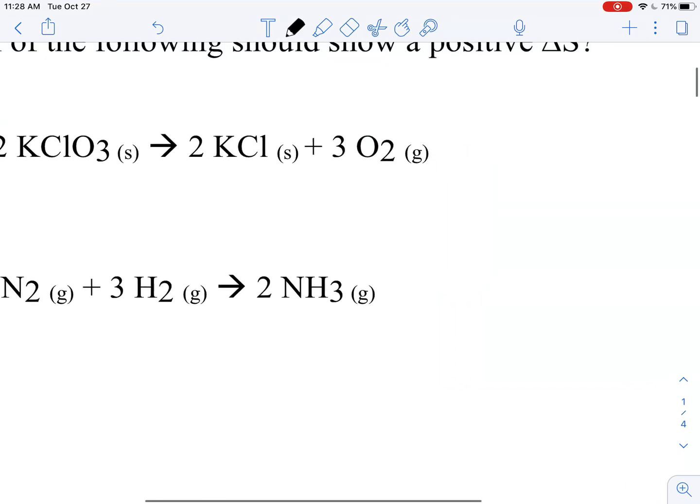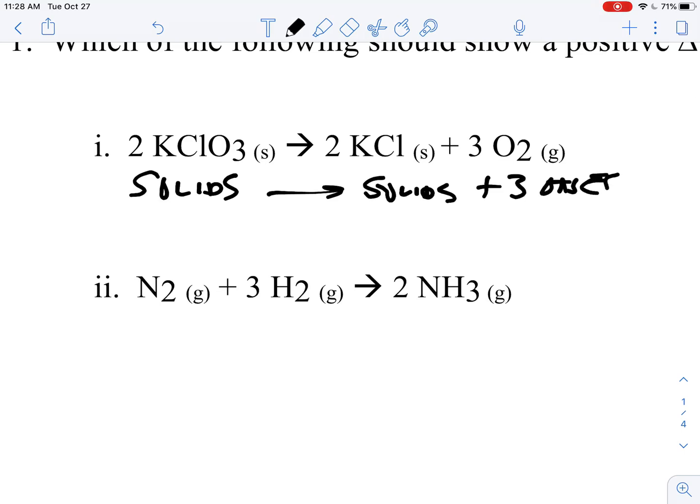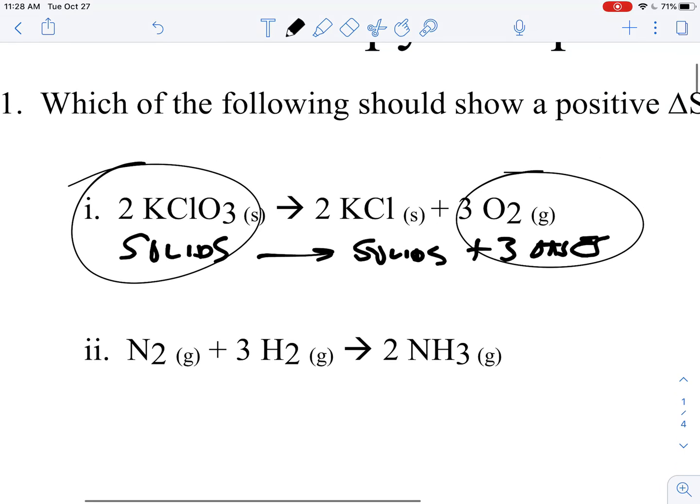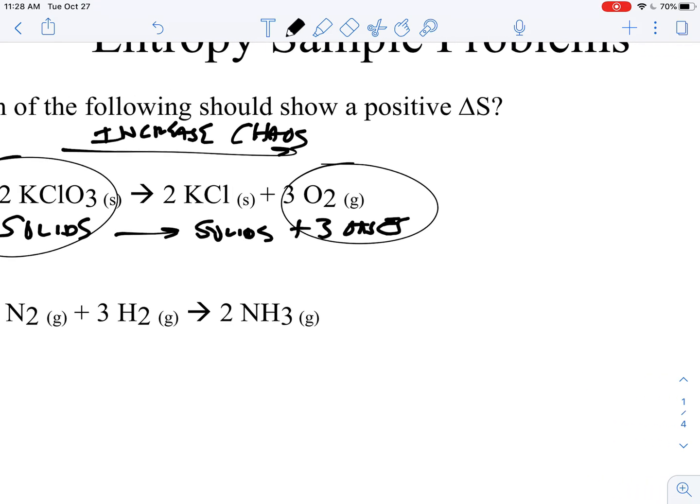So this guy is going from some solids directly over here to some solids and 3 gases. So I've got 3 gases over here on the right-hand side. Again, 3 moles of gases over here on the right-hand side, and I got none over here on the left-hand side. So we're probably talking about an increase of chaos simply from the fact that gases tend to have more entropy than liquids or solids. So that one here is an increase of the chaos.